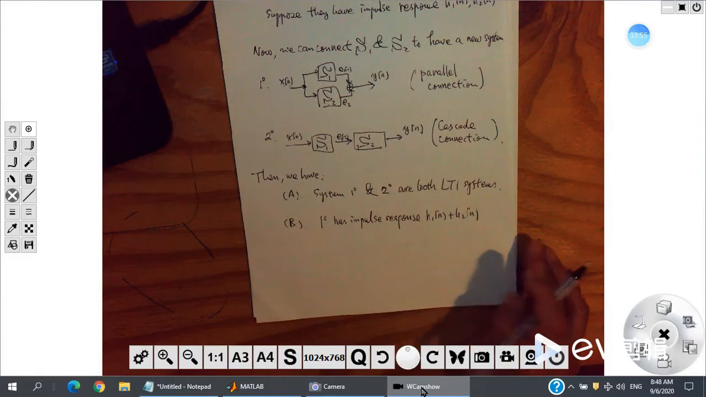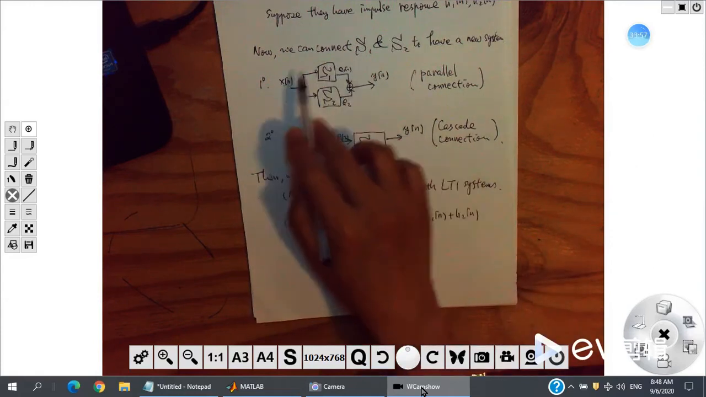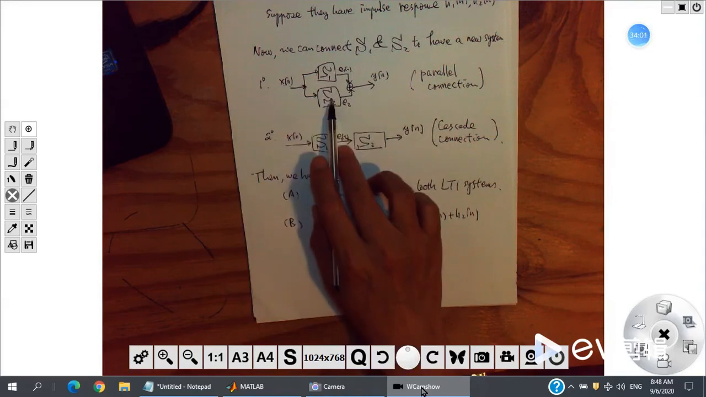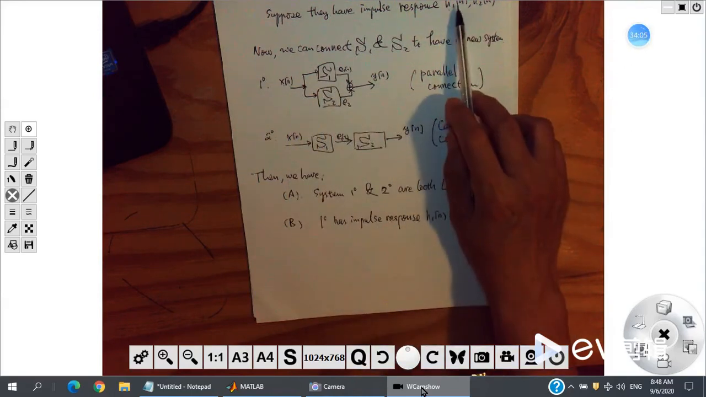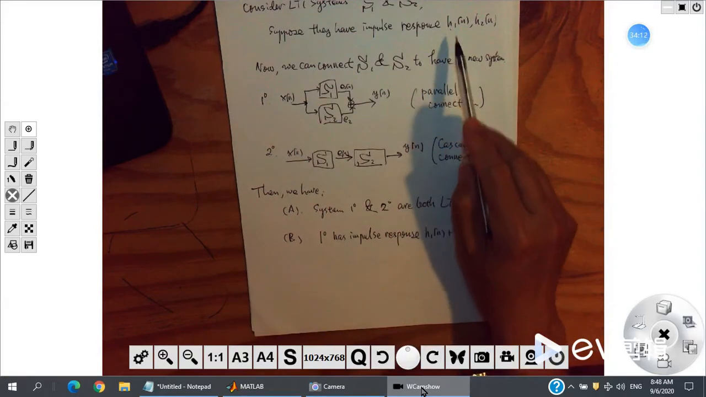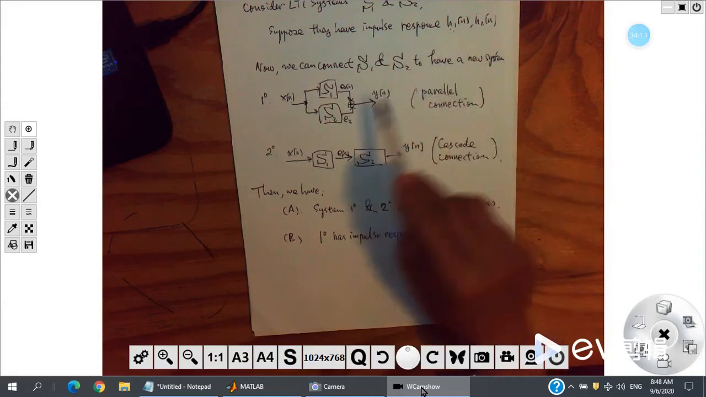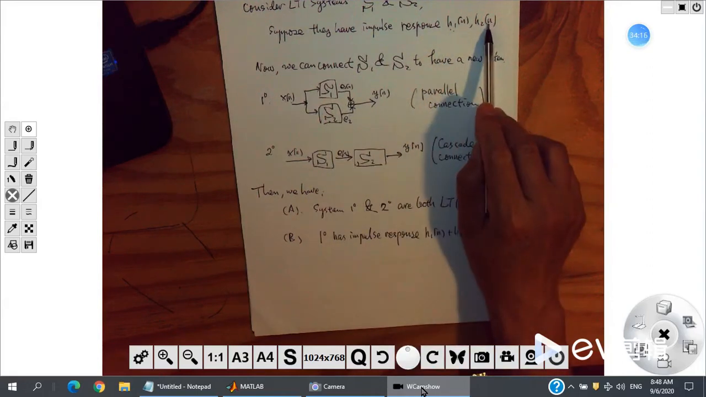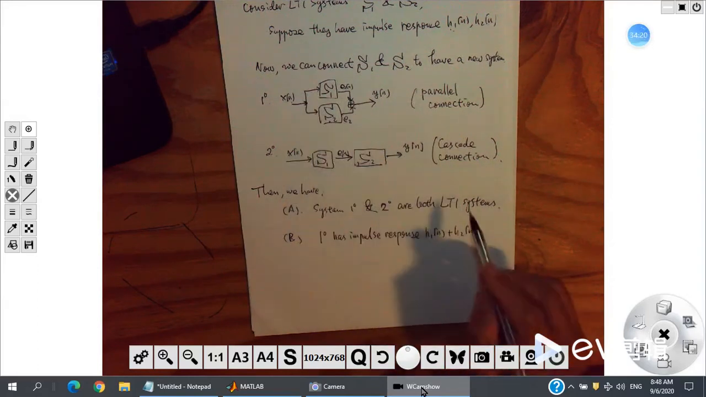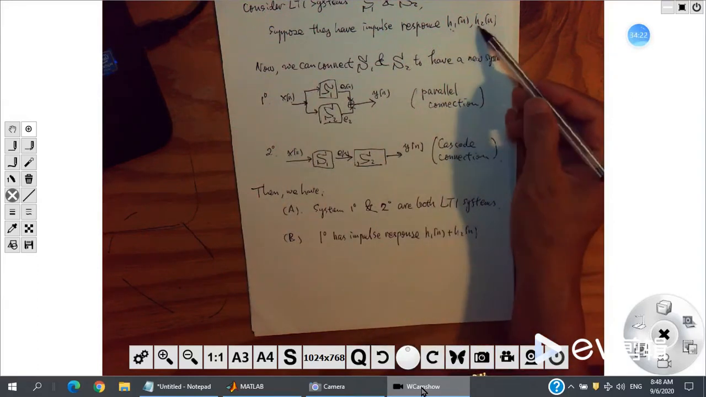H1 plus H2. Yeah, this is the impulse response of the overall system. It contains two parts. For each part, we know what the impulse response is, right? S1 has impulse response H1, and S2 has impulse response H2. Then the overall system has the impulse response, just the summation of these two.